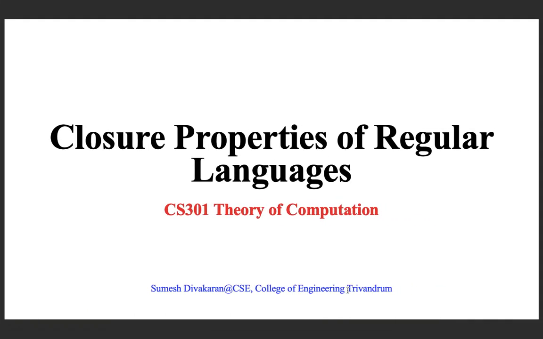We have seen four closure properties of regular languages, and they are string reversal, complementation, concatenation, and Kleene iteration. And today we are going to prove that regular languages are closed under intersection, union, and set difference. So, more closure properties of regular languages.